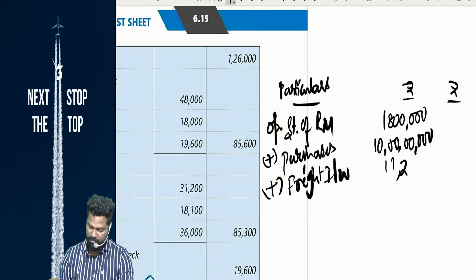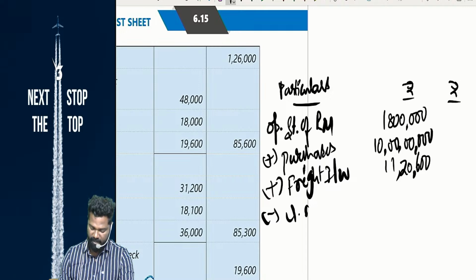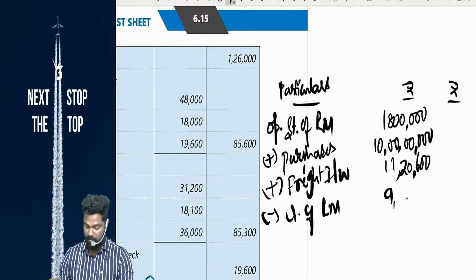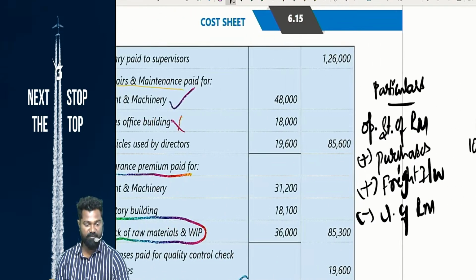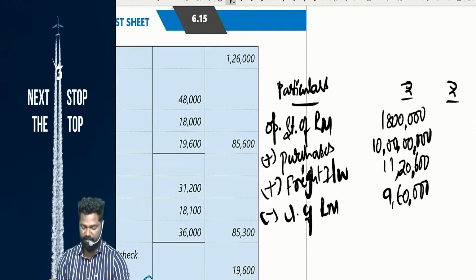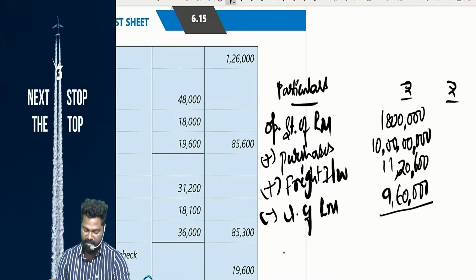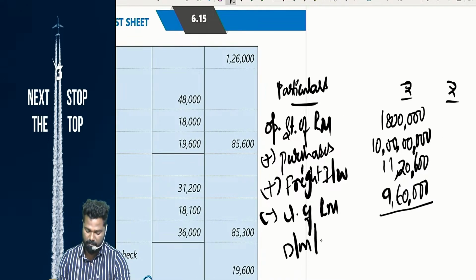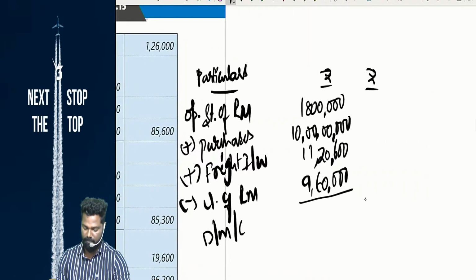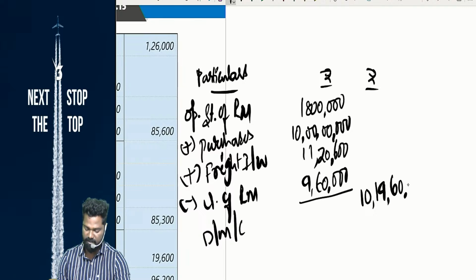11 lakh 20,000, minus closing stock of raw material. How much was it? 9 lakhs 60,000. Everything we picked up from the question. We are not doing anything great. Tell me, how much is direct material consumed? 10 crore 19 lakhs 60,000.